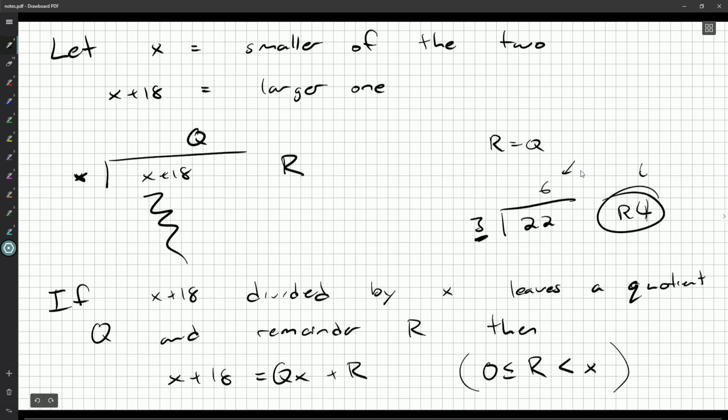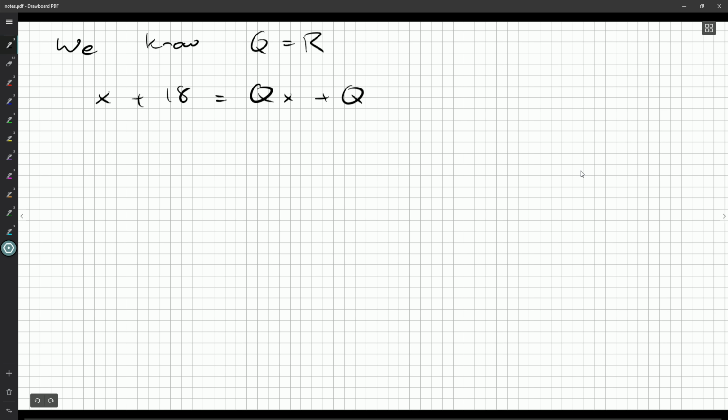Okay? So that's fantastic. Now, what could we do? And there's a couple things we could try and do here. So I've got, we could say something like we also know that q is equal to r, because that's in the question. So what have we got? Like x plus 18 is, let's say, qx plus q. Now, one thing we could do, we could subtract x from both sides.